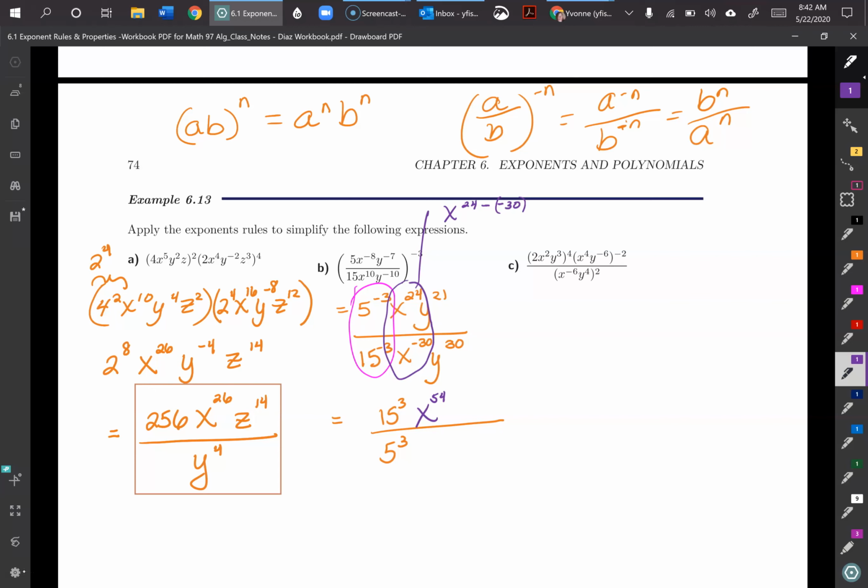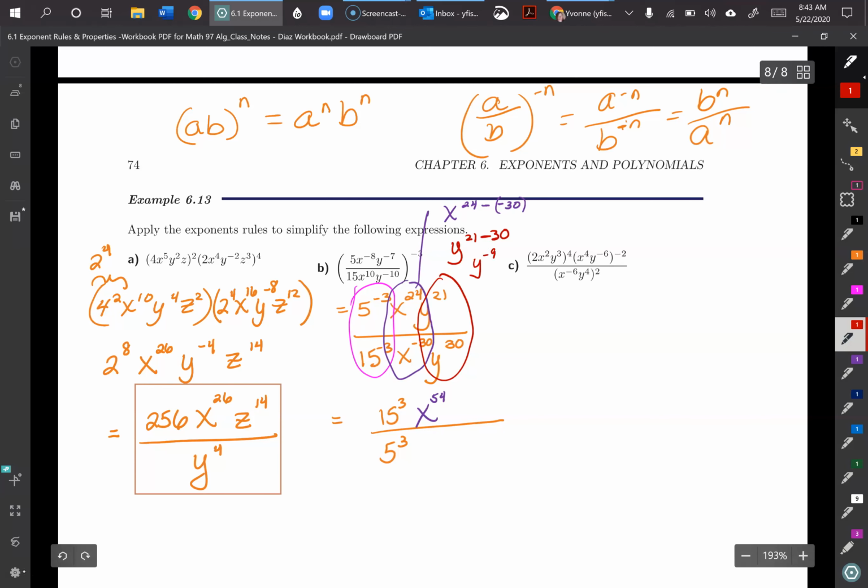Now the y's, I'm going to end up having y to the 21st minus 30, because I subtract exponents when I'm dividing. So that's going to give me a negative 9 there. So in that case, it has to stay down here. Again, you could just find the difference in the exponents, and where the one with the larger exponent is, that is where it will stay.